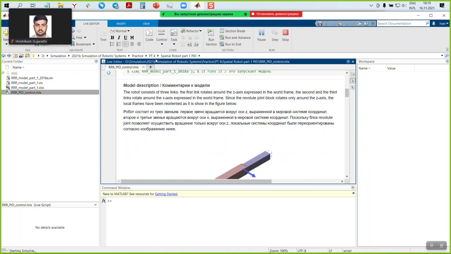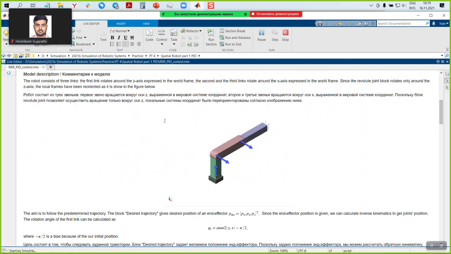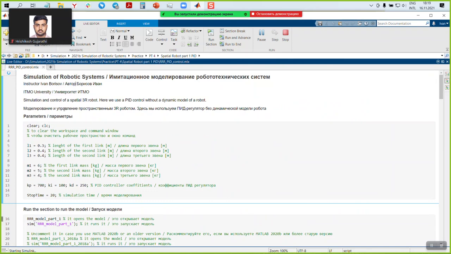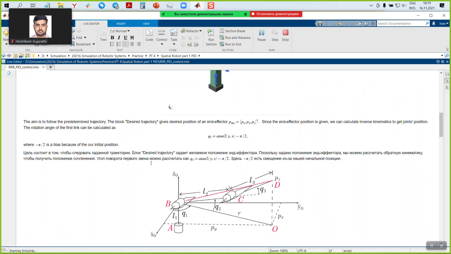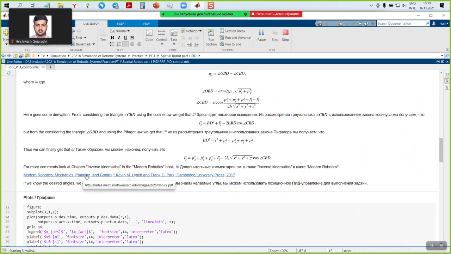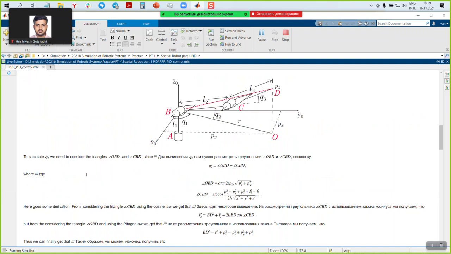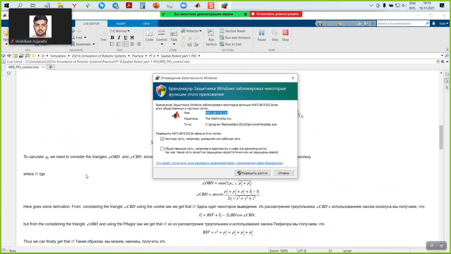So here, while it is uploading, you can see some script. You can take your time to read all the comments, but basically in this first script I have calculated the inverse kinematics problem for the 3R robot. And by the way, also here you have a link for the book of Kevin Lynch that you can consider for more details.